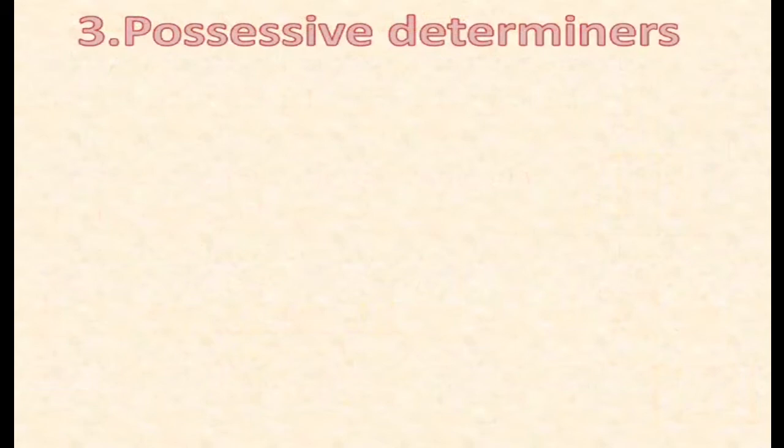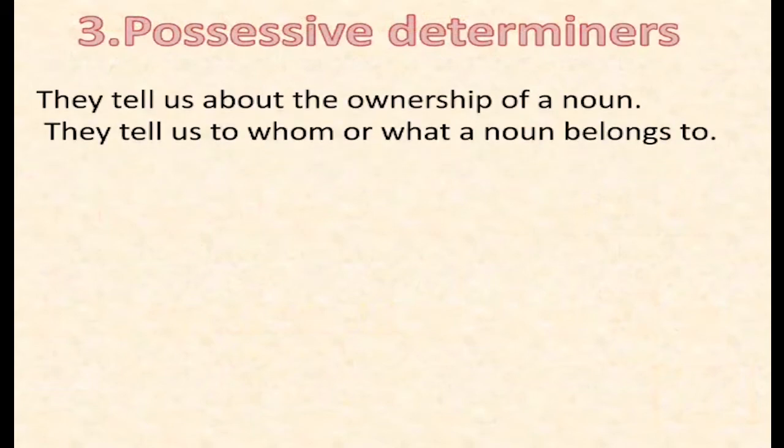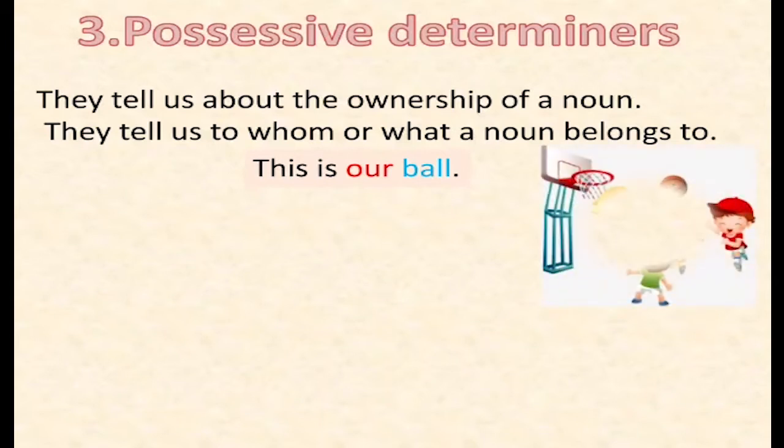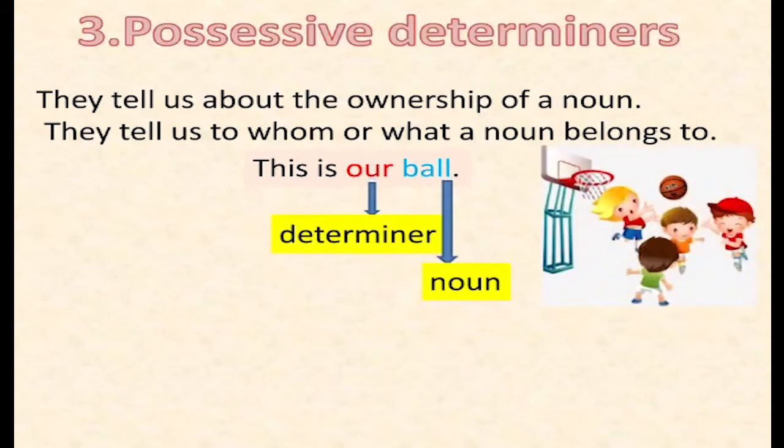The next category is the possessive determiners. They tell us about the ownership of a noun, to whom or what it belongs to. For example, this is our ball, so it belongs to us. Here our is the possessive determiner which introduces the noun ball.